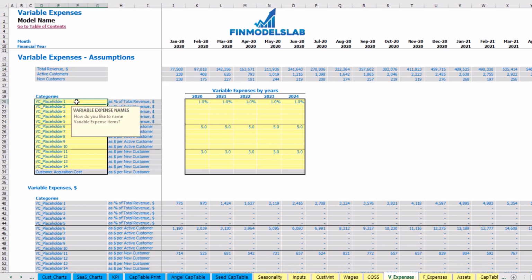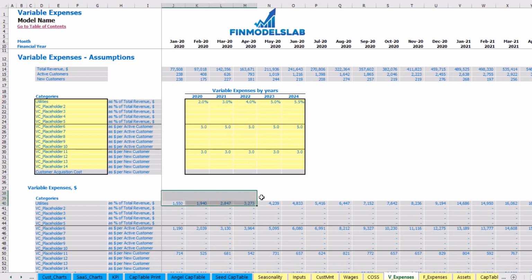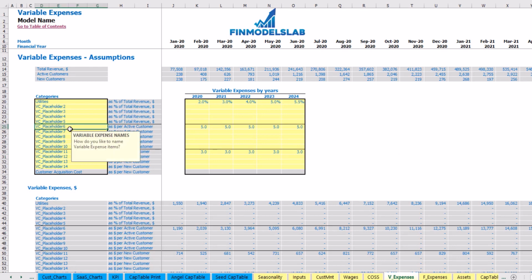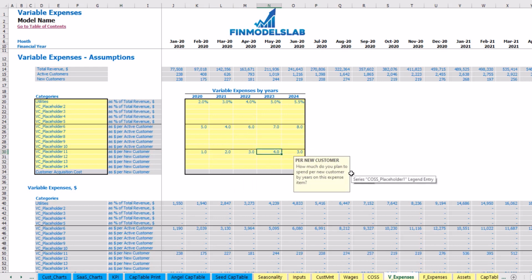Now you can input the names of categories, for example utilities. You can input a percentage of revenue, 2%, 3, 4, 5, 5.5 by years. Below you may see the calculation of this line item by months, and additionally in the same way you can input your variable expense as dollars per active customer, 5, 4, 6, 7, 8, and as dollars per new customer, 1, 2, 3, 4, 5.